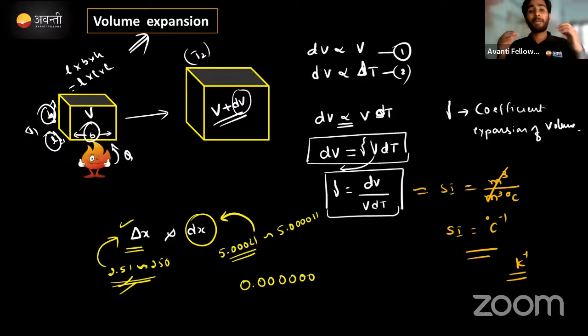put 0.000000, keep putting zeros as long as you can, and when you are going, put 1 at that time. Okay, this much of small quantity is represented by dx. Clear? Hope it is clear, right?